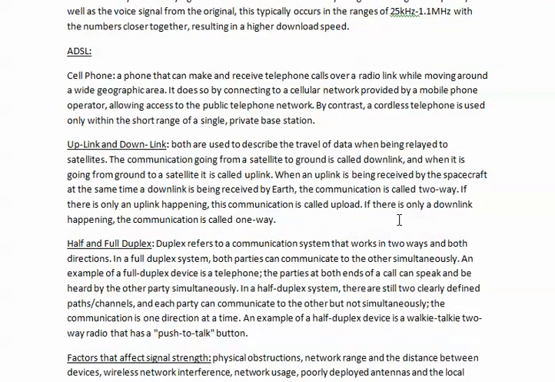Wait, not done yet. Uplink and downlink. You get satellites and stuff in space. Uplink, you send information to them. That's the communication going up. The communication going down is downlink. Easy peasy. Or so you think.